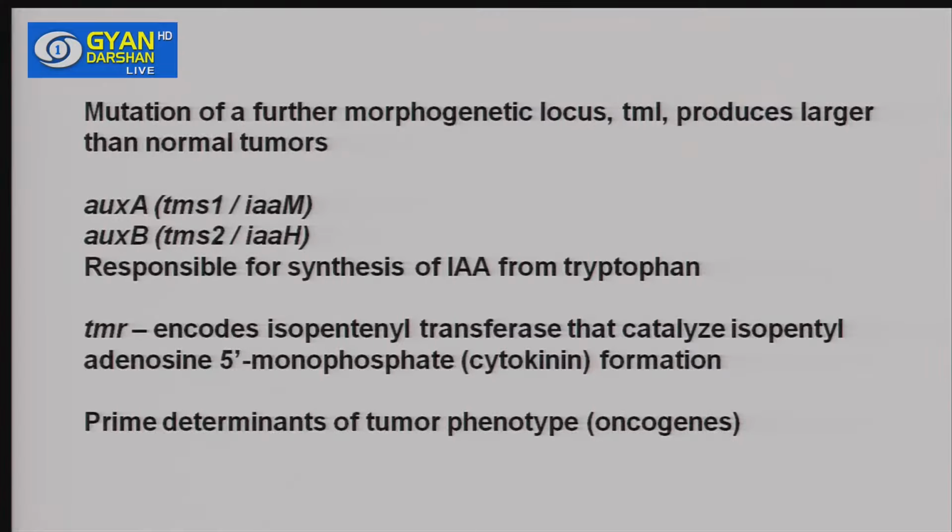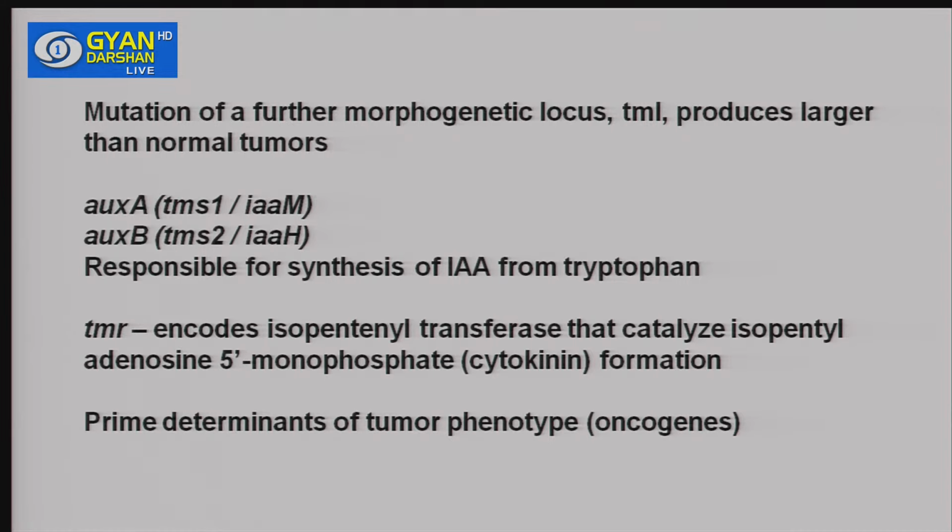Now, mutation of a further morphogenetic locus, TML, produces larger than normal tumors. So, in case of auxin biosynthesis, what are the genes? AUXA and AUXB, which are also otherwise known as TMS1 and TMS2. And in case of cytokinin production, you have the TMR. It encodes isopentenyl transferase that catalyzes isopentenyl adenosine 5' monophosphate or cytokinin.